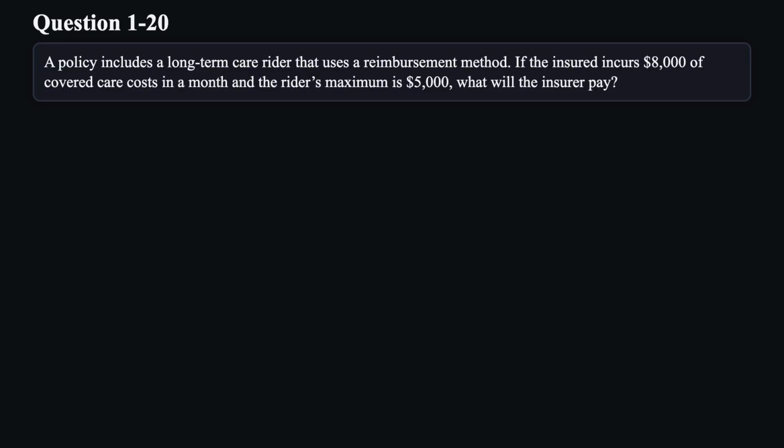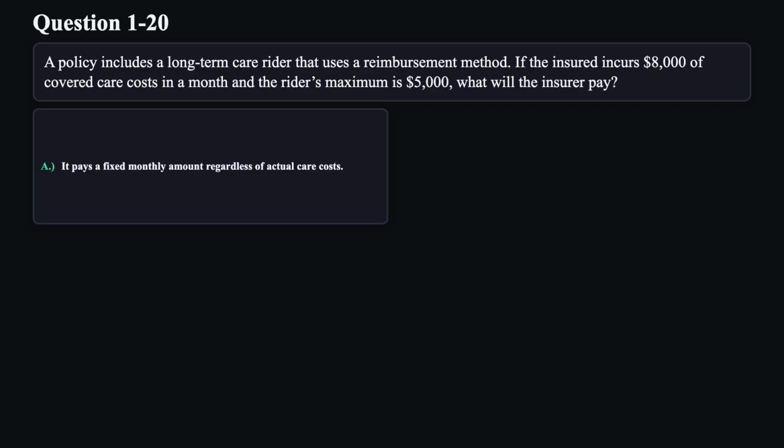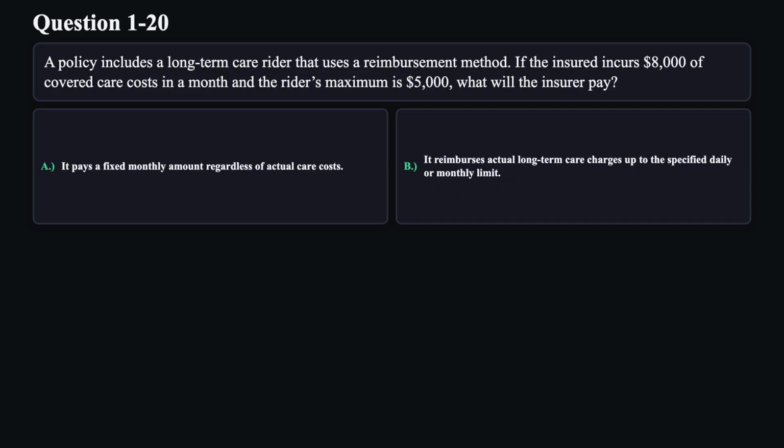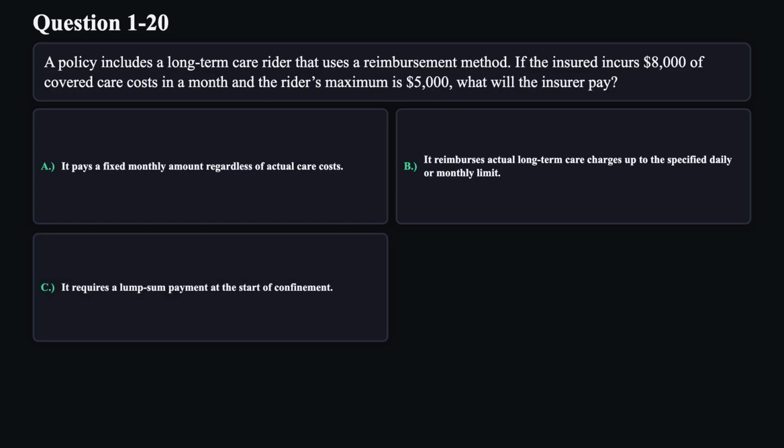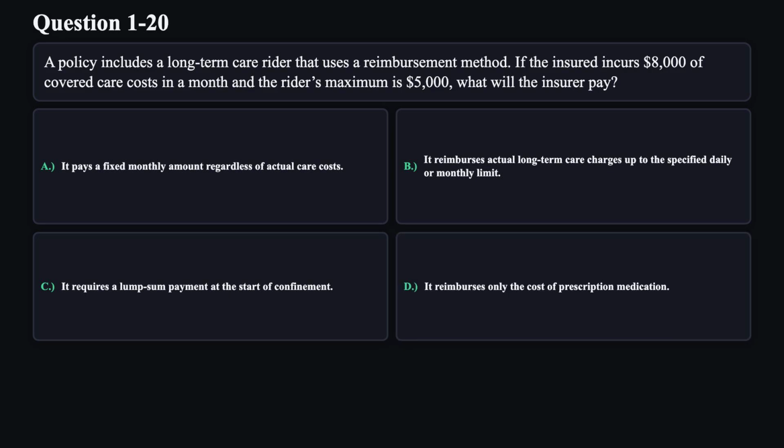Question 20. A policy includes a long-term care rider that uses a reimbursement method. If the insured incurs $8,000 of covered care costs in a month and the rider's maximum is $5,000, what will the insurer pay? A. It pays a fixed monthly amount regardless of actual care costs. B. It reimburses actual long-term care charges up to the specified daily or monthly limit. C. It requires a lump sum payment at the start of confinement. D. It reimburses only the cost of prescription medication.